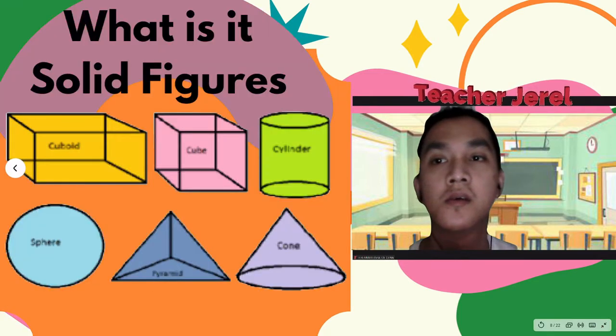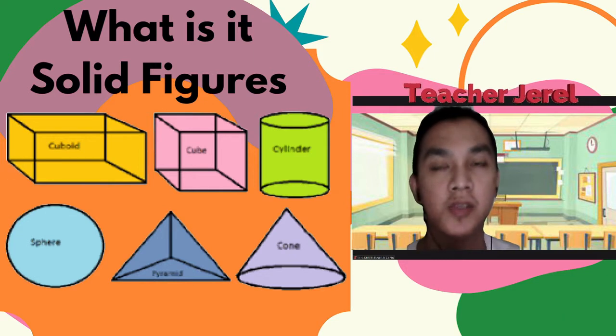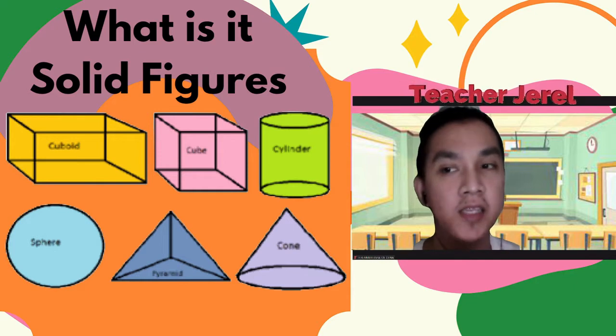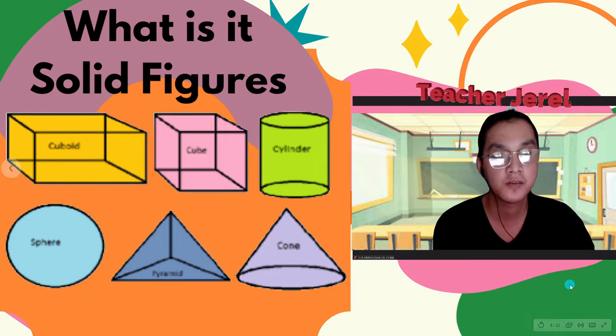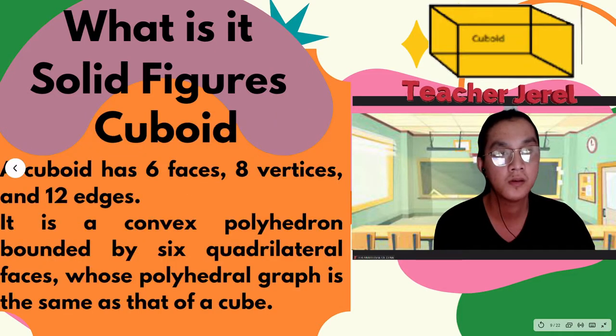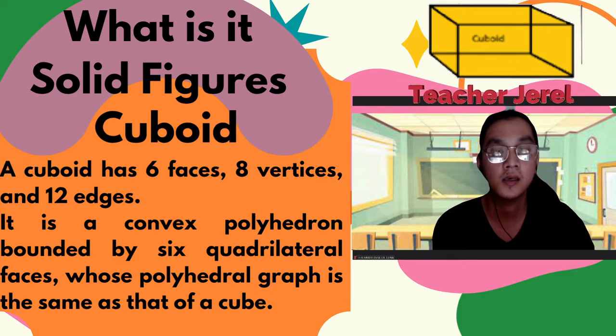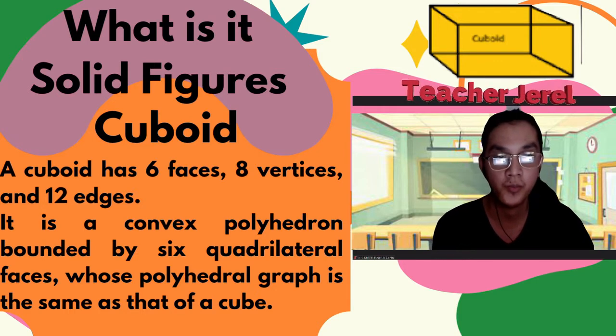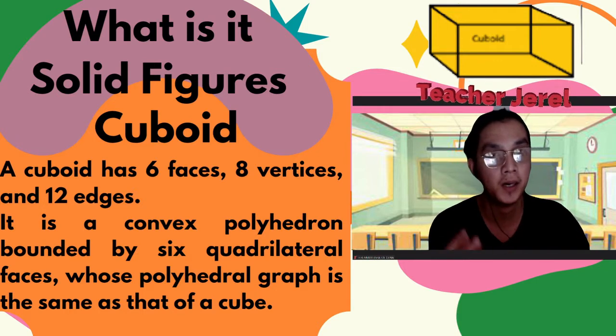Next are the solid figures. These are the examples of the solid figures: cuboid, cube, cylinder, sphere, and pyramid as well. The cuboid has 6 faces, 8 vertices, and 12 edges. It is a convex polyhedron bounded by 6 quadrilateral faces, whose polyhedral graph is the same as that of a cube. Para siyang cube na pahaba.